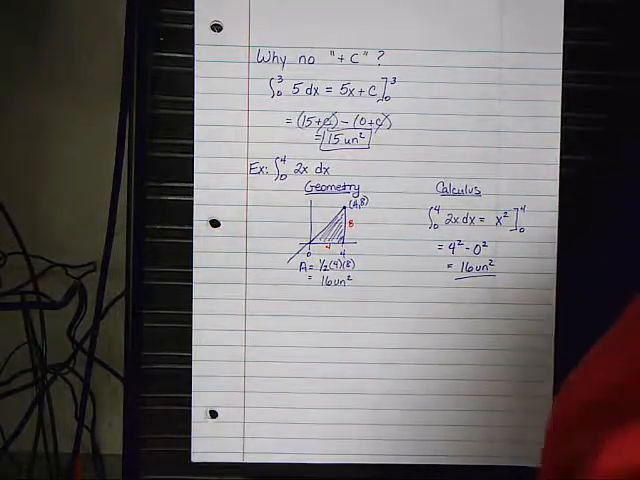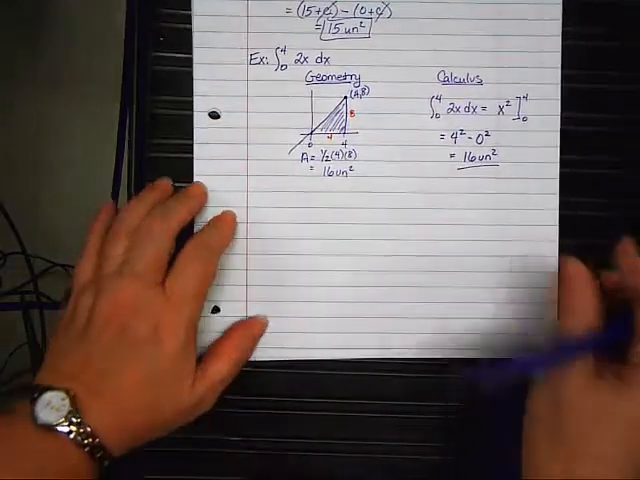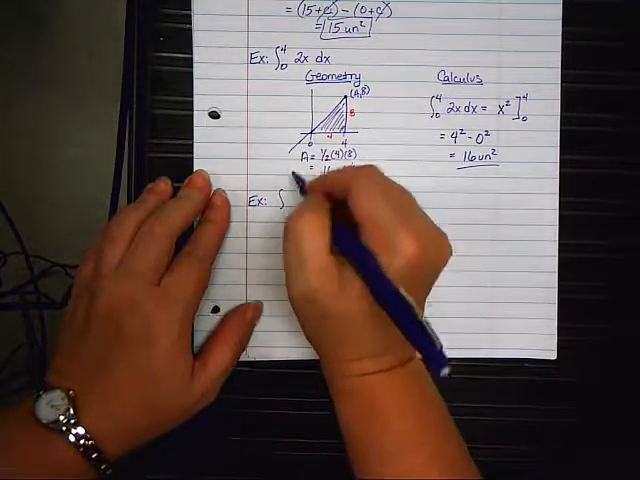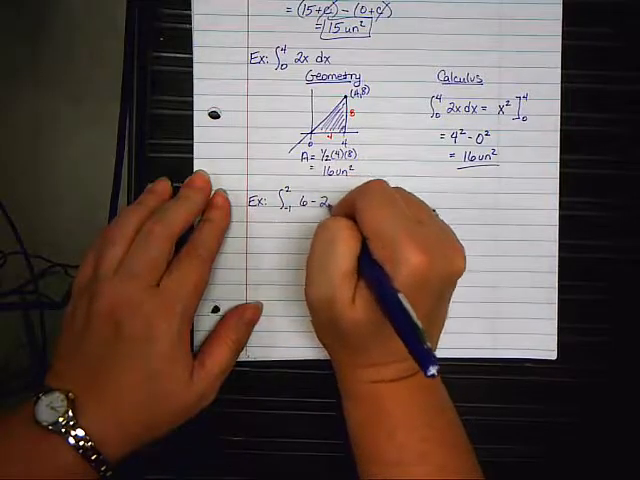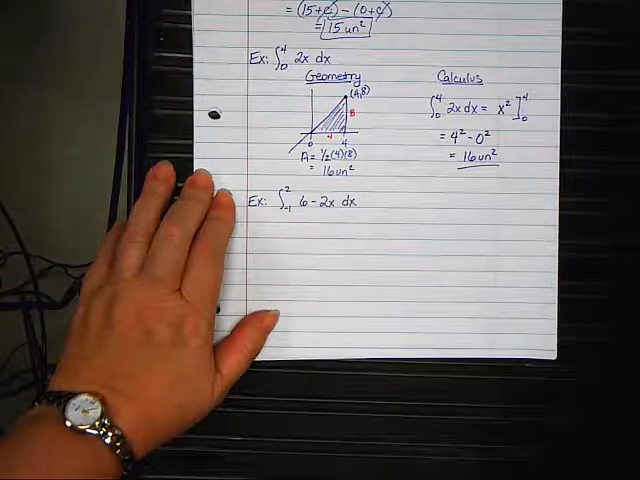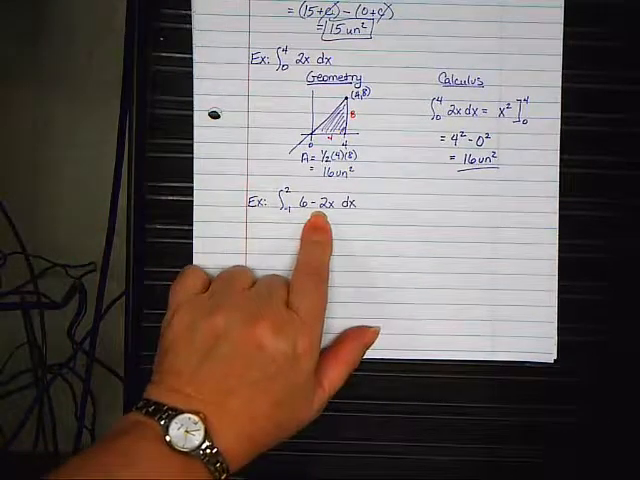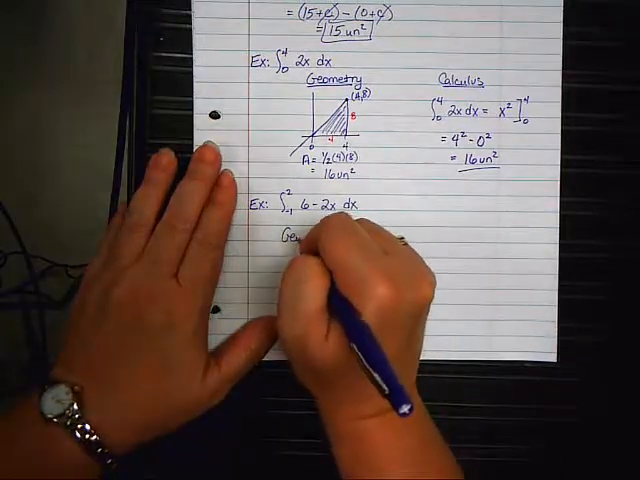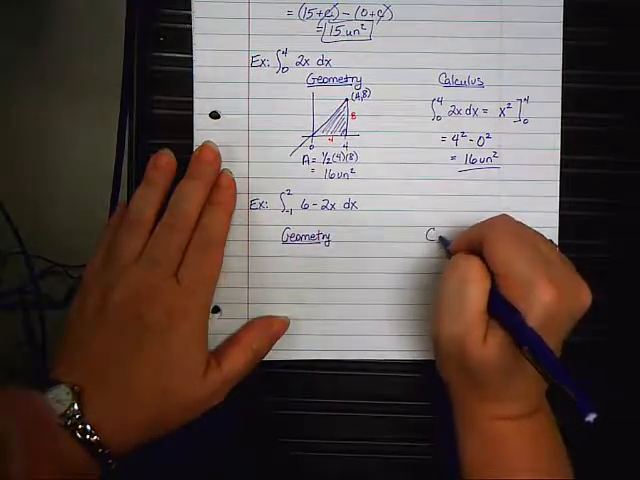I believe I have one more example to do, and then I will be finished. Final example. The integral from -1 to 2 of 6 minus 2x dx. A little bit more involved. First of all, this is not in quadrant 1. Second of all, there are two terms in here that I'm going to have to take the antiderivative of. So, geometry, and a little more room for the calculus.